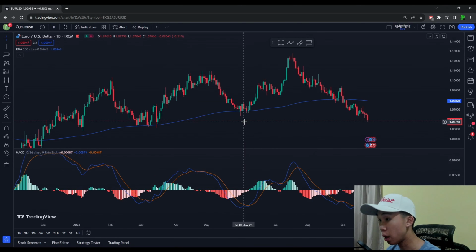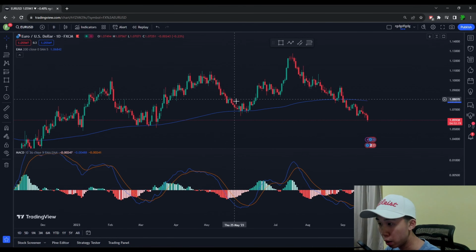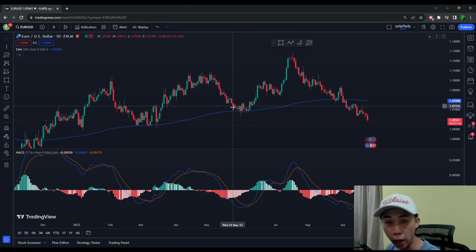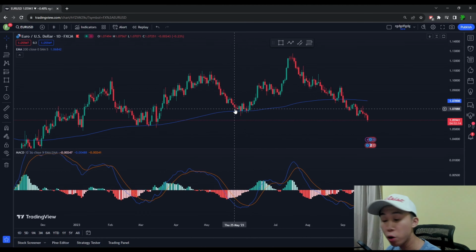A good example would be here. Price came down, retested the 200 moving average. Now, the 200 moving average actually acts as a very good support. It's a very strong one because the 200 moving average takes the last 200 days average price, which makes it very reliable data. But there are times that it fails as well.